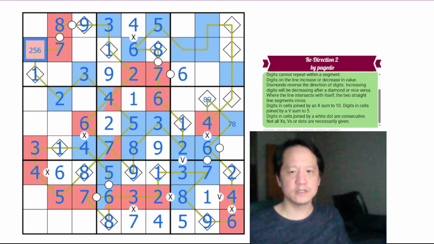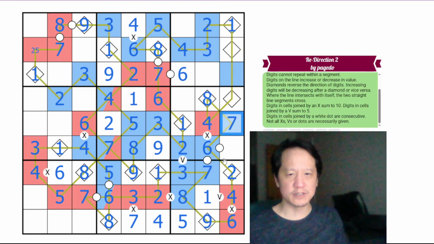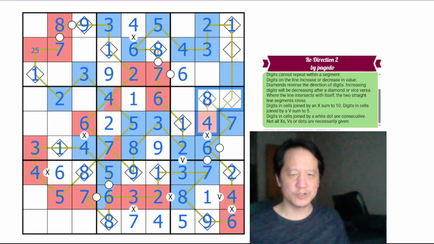6 eliminates 6 here. This is decreasing from 5 to 4, 3, 2, 1, and so therefore this must be 4, 3, 2, 1, because there's no other way to be decreasing all the way down here. This is increasing to that. We don't know what it is. 9 eliminates 9 here, so that's 8, which makes that 7. So this is increasing from 4, and it cannot be 1 or 2, so this must be 3.